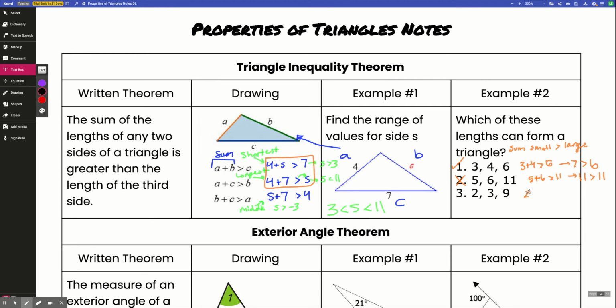Okay, and then this last one, 2 plus 3, is that greater than 9? And obviously it's not, right? 5 is not greater than 9. So this top one is the only one that works.